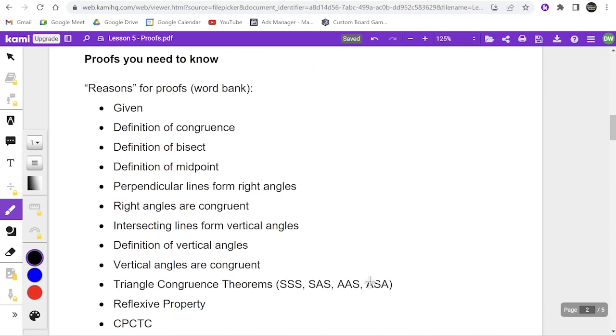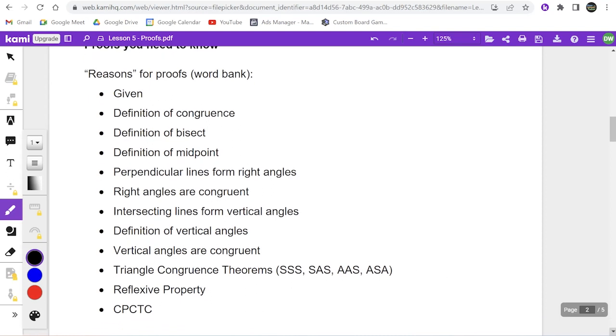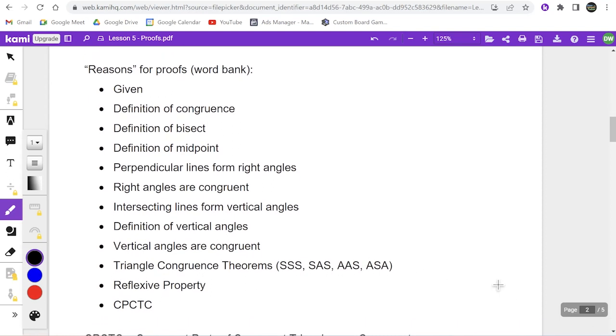And with that, let's talk about the reasons that we need to know. This is your word bank. In other words, all of the problems we're doing today and on the homework are going to be from this list. And I'll even help guide you through these. For instance, given, this is always the first step no matter what, and it's only going to be the first step. Definition of congruence, you're going to use that whenever you say two things are equal to each other.